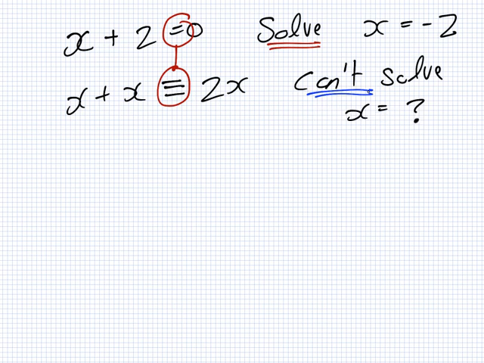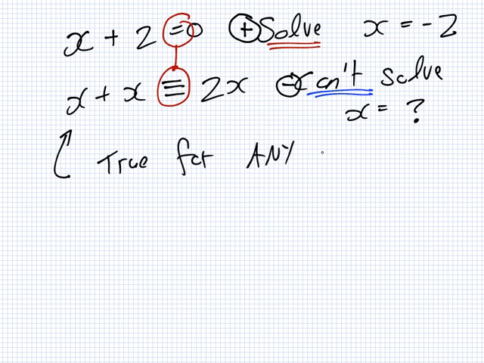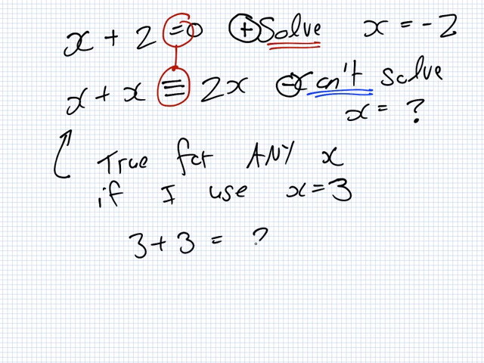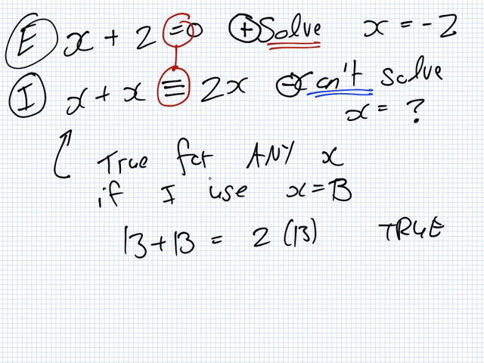These have advantages and disadvantages. Of course the advantage here is that you can solve, and that's a disadvantage here. But this has an advantage, and the advantage is that this is true for any x. So if I use x equals 3, I'll get 3 plus 3 equals 2 times 3. This is still true. It doesn't depend on the x. I could do the same thing with 13. It's still true. This is called an identity. This is called an equation. This is called an identity. Key difference.